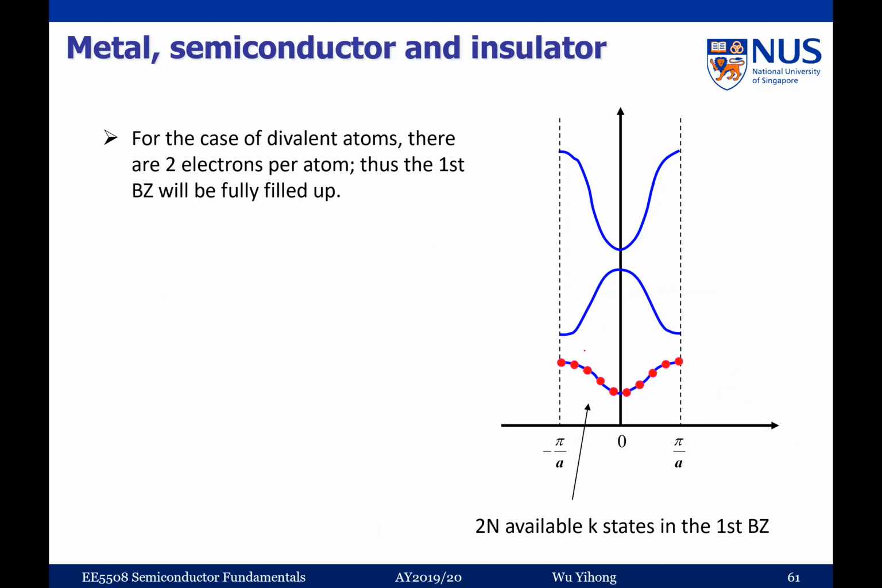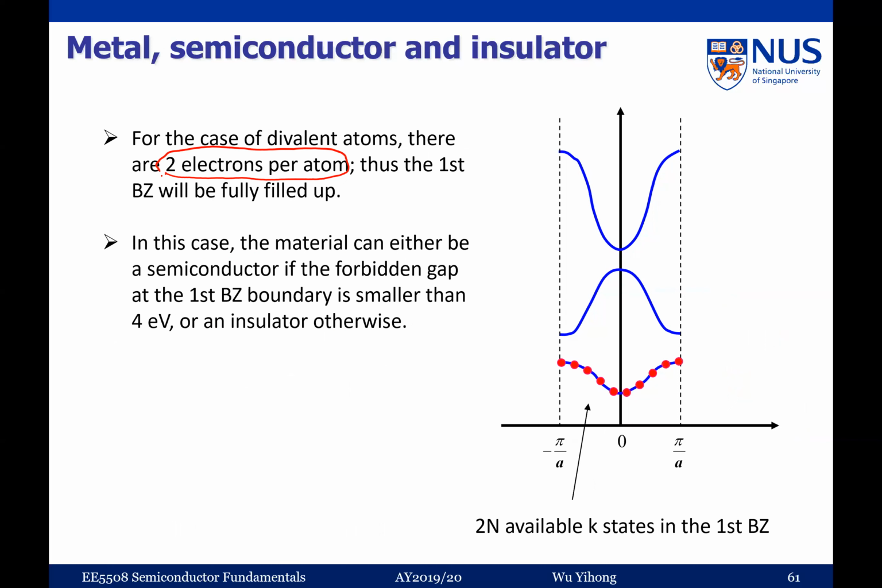So now you look at the case where you have 2 electrons per atom, okay? So in this case, the total number of electrons you have will be 2n, right? And the states available are also 2n in the first Brillouin zone, right? In this case, you can see that you basically fill up the entire first Brillouin zone, right?